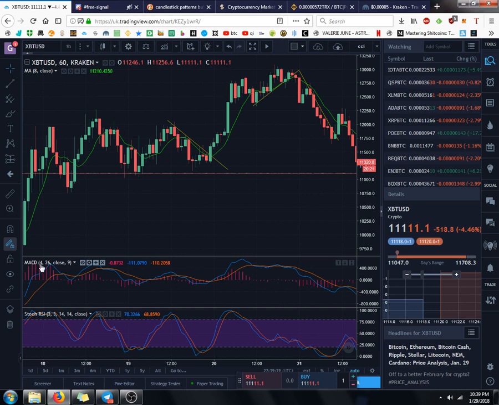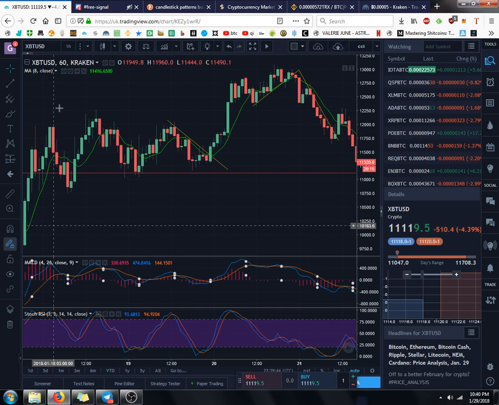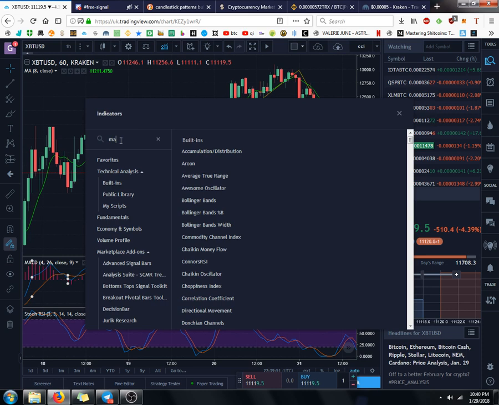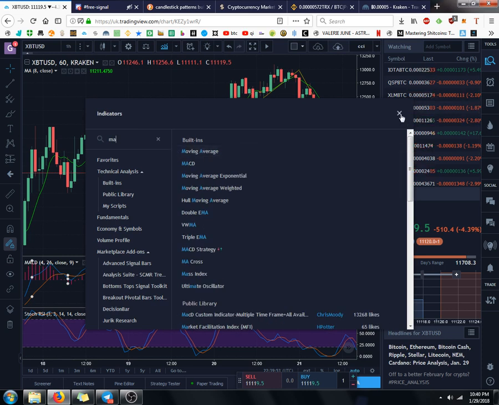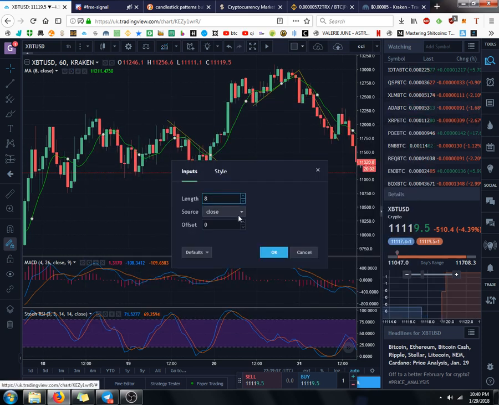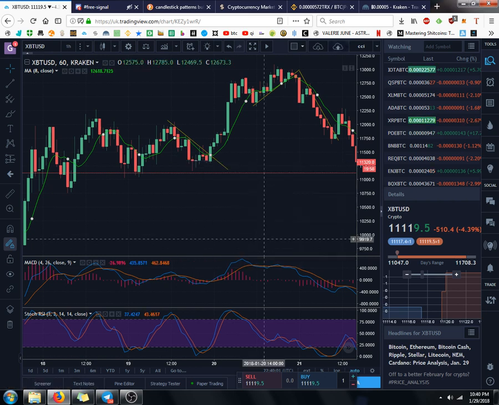Change the MACD to the fast length to 4. Then you just add one moving average. So just type MA, moving average will come up, and just change the settings to 8 and close, and then just put it to green or whatever you like.